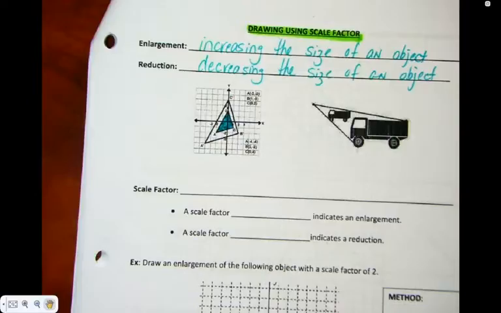So did we enlarge this or did we reduce it? We enlarged it. The colored one is the original.